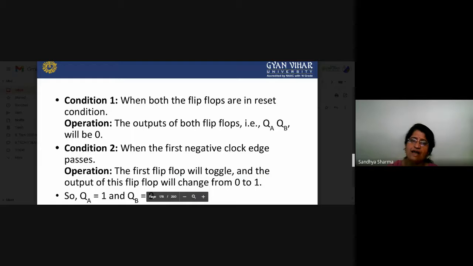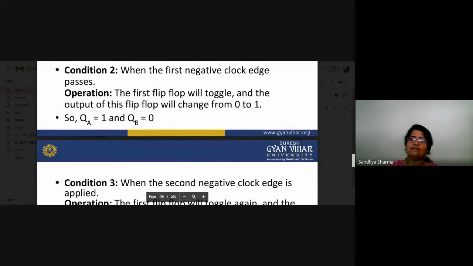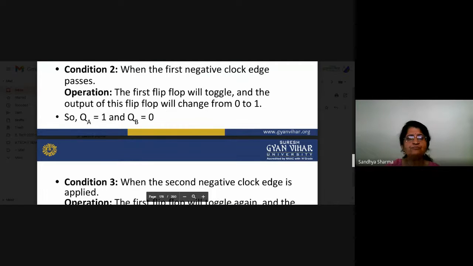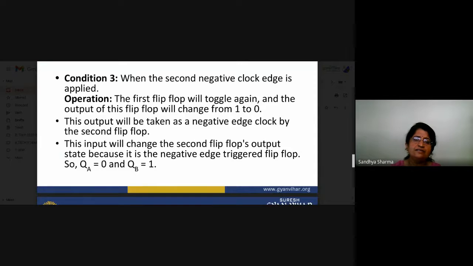So what will happen? At the initial level, both are 0 0. When our first negative clock pulse appears, your first flip flop will be set, but the second will still be reset. So your output will be 1 0. Now in the third condition, when your second negative edge triggering appears, the flip flop will toggle again. Your second flip flop will be executed and it will indicate 1, but at the same time your first flip flop will be reset and it will be 0. So the output will be 0 1.